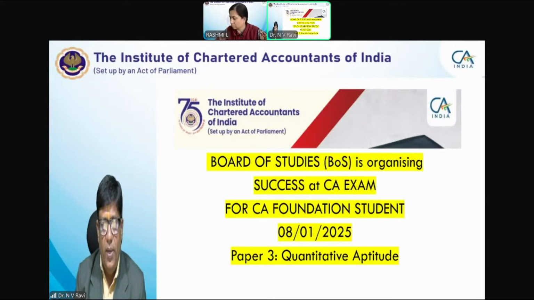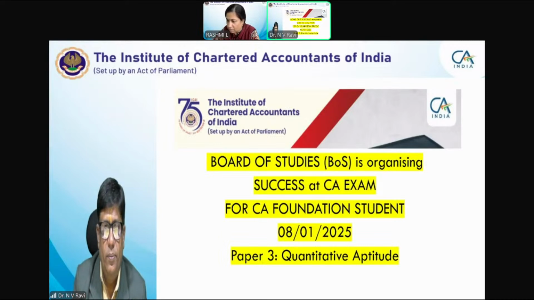Myself, Dr. Ravi, faculty of Board of Studies. Rashmi Lonikar madam, you are also here. Please introduce yourself also. Yes, good afternoon, everyone. It's so good to be back here talking to all of you. And Ravi sir will be guiding you through the whole process of how, with the limited days that we have in our hands, you could do better.